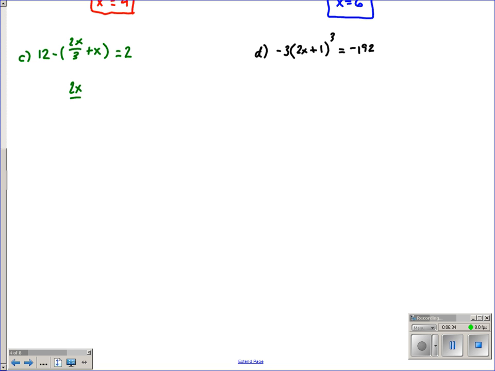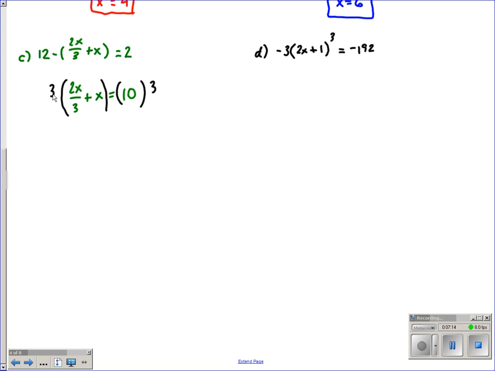Notice there I didn't have to distribute any negatives or try to figure out what to do here. I know that that value has to equal 10. Now, I've got 2x over 3 plus x equals 10. If I want to rewrite this equation and make it a little bit easier to solve, I could get rid of my fraction. In order to do that, I'm going to multiply both sides of the equation by a 3.